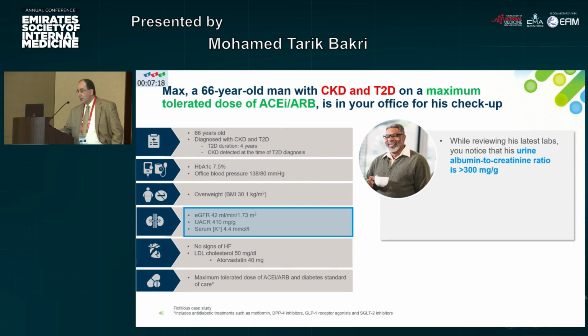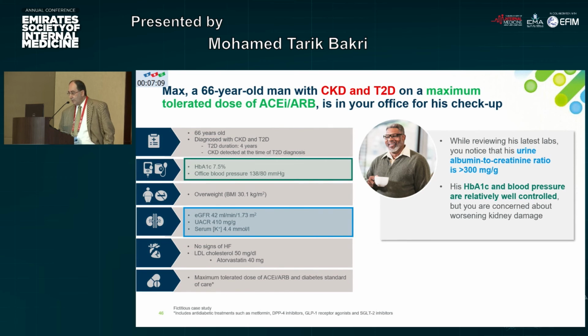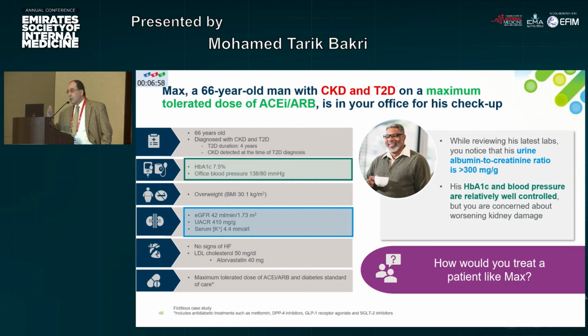So if we look at this patient's renal function, we can see that his urine albumin to creatinine ratio is more than 300. His GFR is low, and he's already on the maximum tolerated dose of ACE or ARB. So similar to the Fidelio trial, can we do something extra for this patient? Because, as we said, even with the maximum dose of ACE or ARBs and even using SGLT2, there was still significant residual risk. So this is a typical patient who is a candidate to be treated with Finerenone, the new medication.